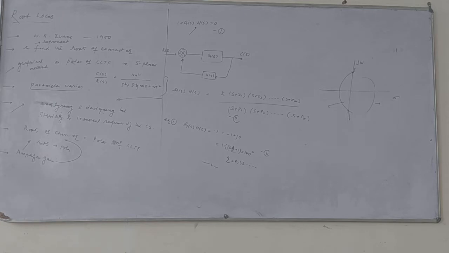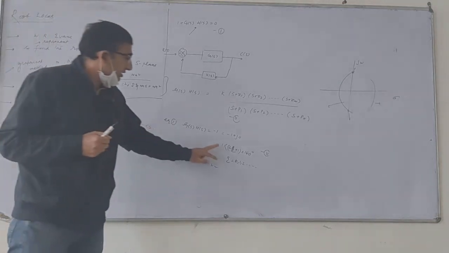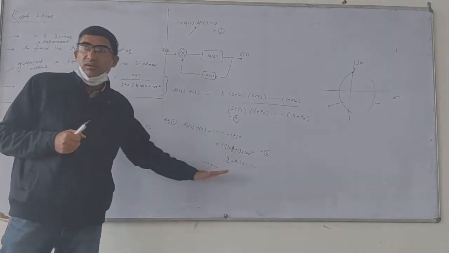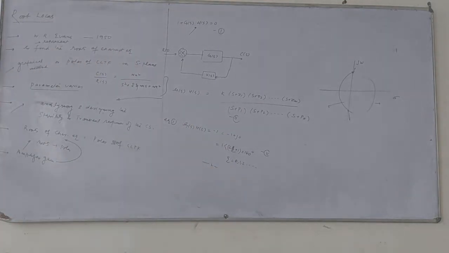What is the basis? You can write: the process of finding points on the S plane which satisfy the above condition. Which condition? This condition, that is, G(s)H(s) = -1, that is, 1 at an angle of (2q+1)×180, where q varies from 0, 1, 2, and so on, is the basis of the root locus method.